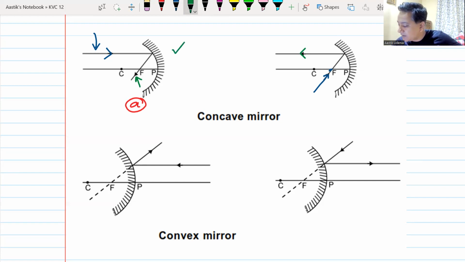Do we understand the difference between diagram A and diagram B? Actually, B is the reverse of A, or A is the reverse of B. Do we understand this? Yes, sir.